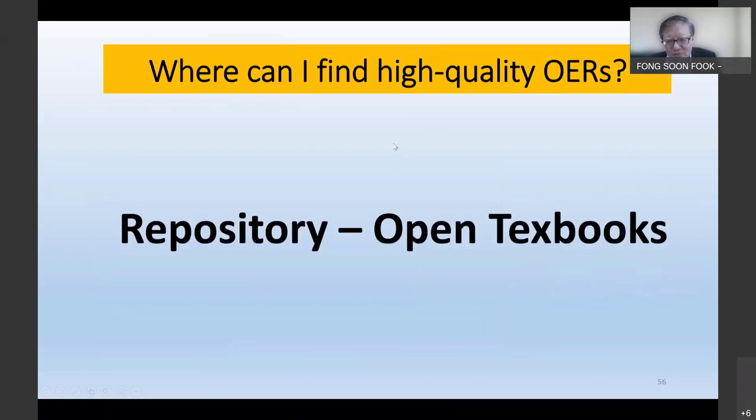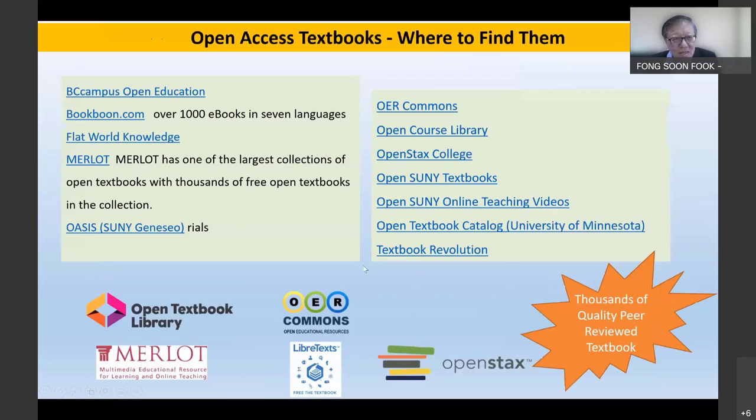Open textbooks. Okay, BC Campus Open Education, Merlot, OER Commons, OpenStax. Now all these places have thousands of quality peer-reviewed textbooks. The important thing is, of course, you want quality. So these places have, for example, Merlot and BC Campus, reviewed by international gurus behind it.